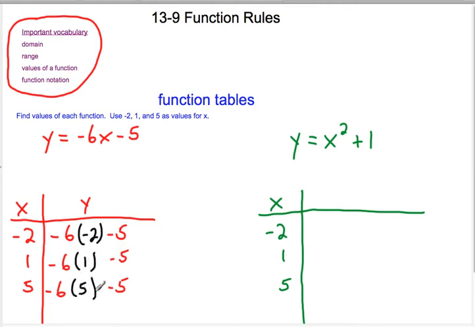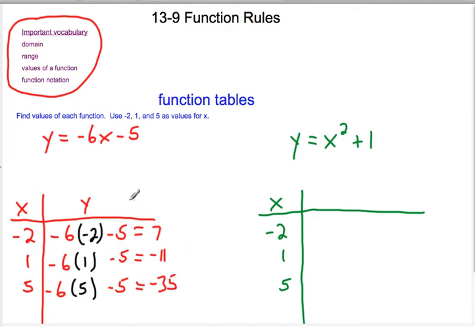So I made this function table. You can see it's -6 times whatever x is at the time minus 5. And so when x is -2, we do -6 times -2 is 12. Subtract 5 and we get 7. When x is 1, it's -6 times 1 minus 5. We get -11. And when x is 5, we get -30 minus 5, which is -35.